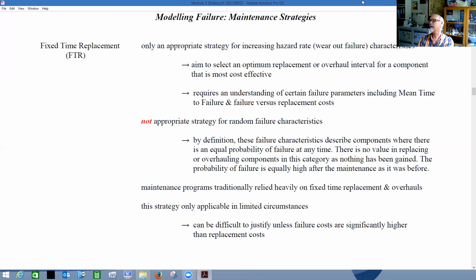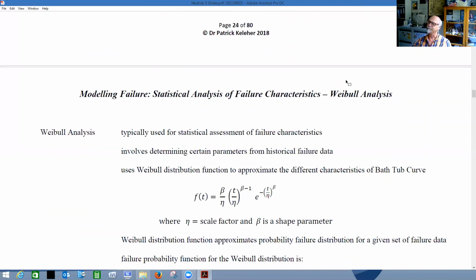Maintenance programs traditionally relied heavily on this fixed time replacement and overhauls. But over time, there was either under maintenance or over maintenance occurring, so better strategies were considered and put in place. The fixed time replacement strategy is only applicable in limited circumstances. It can be difficult to justify unless failure costs are significantly higher than replacement costs. In other words, if you're trying to justify and say, oh no, that can run to 10,000, the point of the matter is that suddenly that creates other problems, remember. The replacement of not just the filter, but other things can cause major blowouts in your budget.